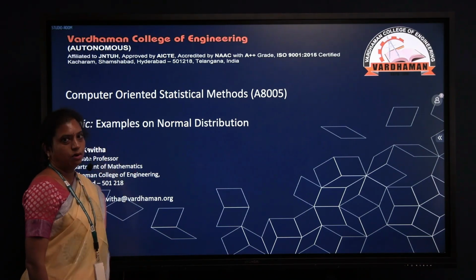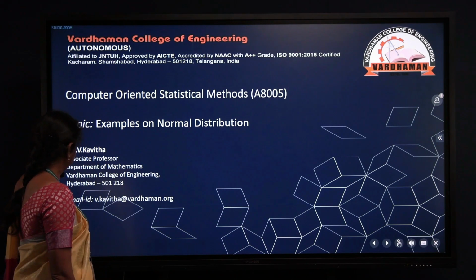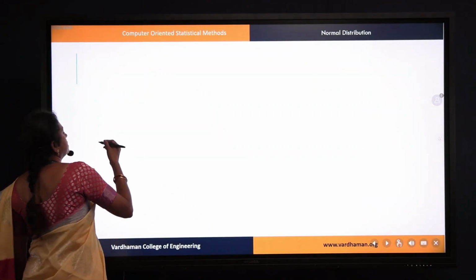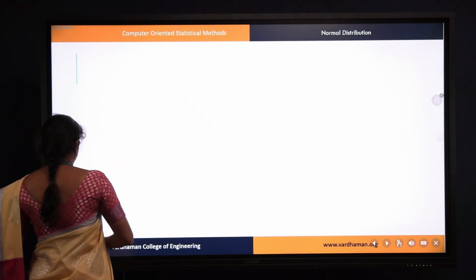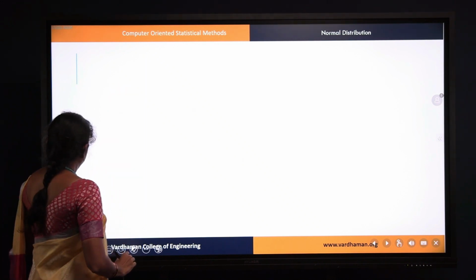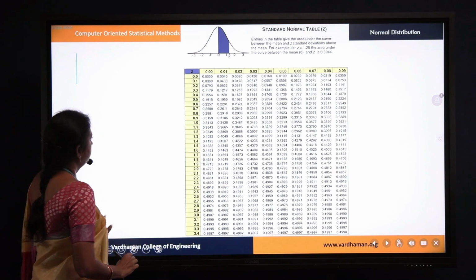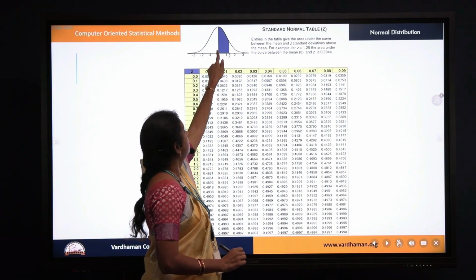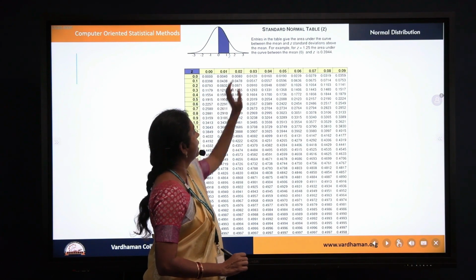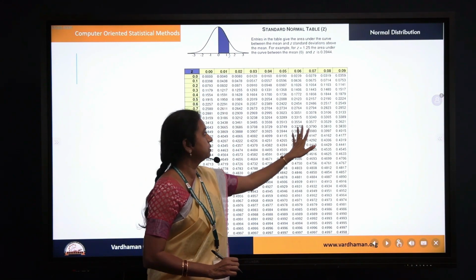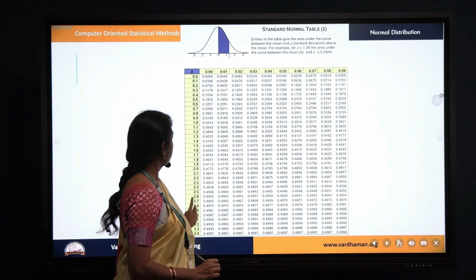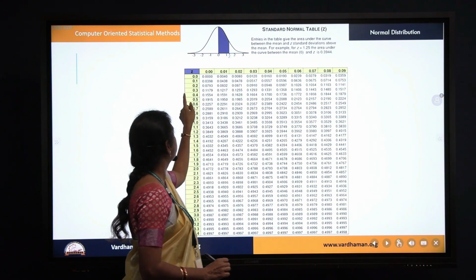We'll see some examples on normal distribution. So before starting some examples, we'll recollect what we have done, and already I've shown you the tables which we are going to use in the normal distribution. Here the area will be given, so we are going to find the area in this part. The area will be given, and on this corner and above the z values will be given.